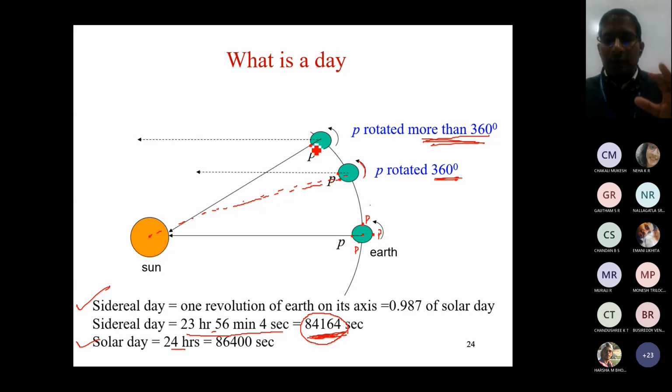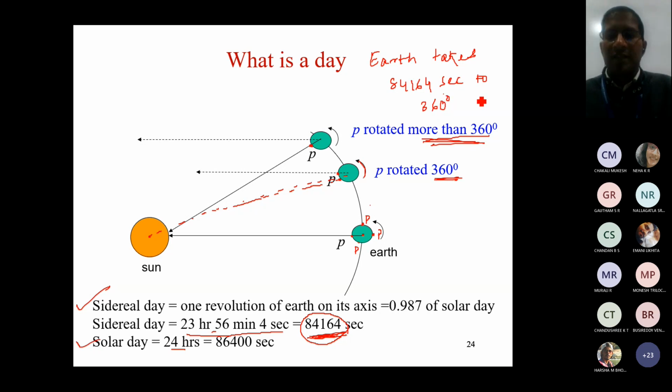So this is the observation we got. Our Earth takes how much time? 84,164 seconds to complete a 360-degree rotation. Okay, that is what the Earth does.